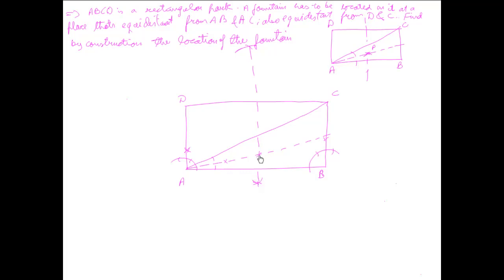Children, where the two loci meet, this is the point where the fountain would be located. This is the point P where the fountain will be located, which is equidistant from AB and AC, and also equidistant from B and C. Let's see another example, children.